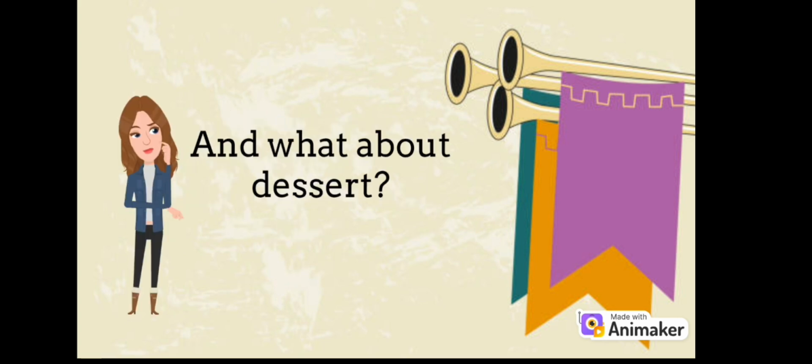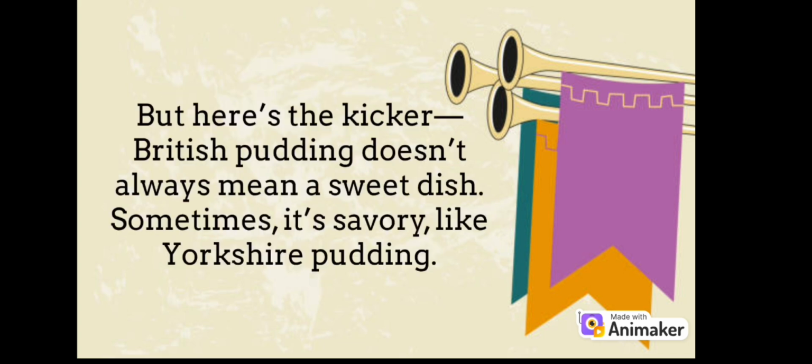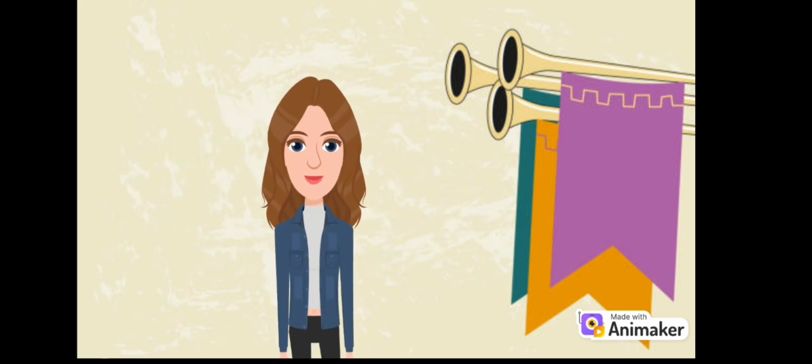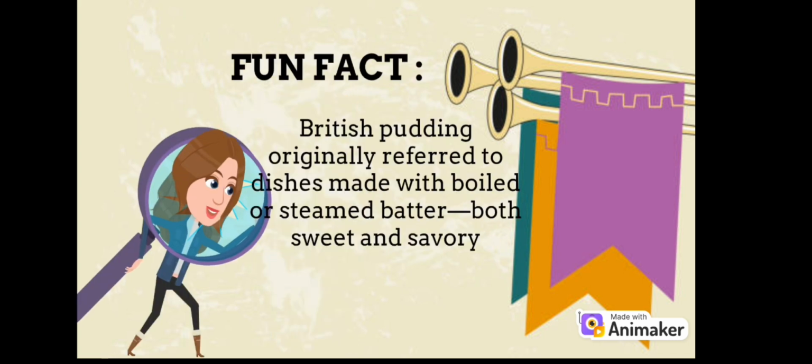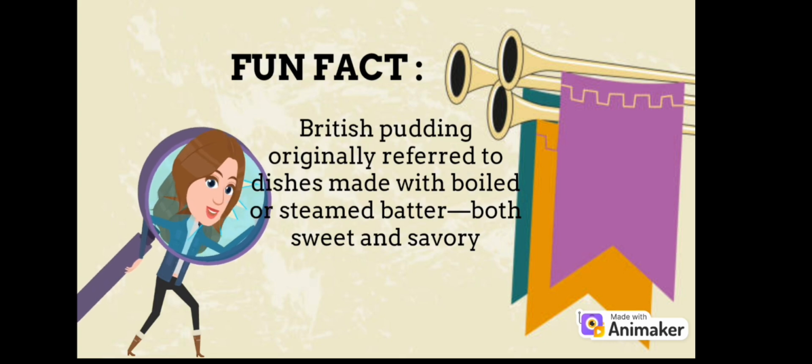And what about dessert? Americans use the straightforward terms dessert or candy. Brits? They might call it pudding or sweets. But here's the kicker. British pudding doesn't always mean a sweet dish. Sometimes, it's savory, like Yorkshire pudding. Confused yet? You're not alone. Fun fact, British pudding originally referred to dishes made with boiled or steamed batter, both sweet and savory.